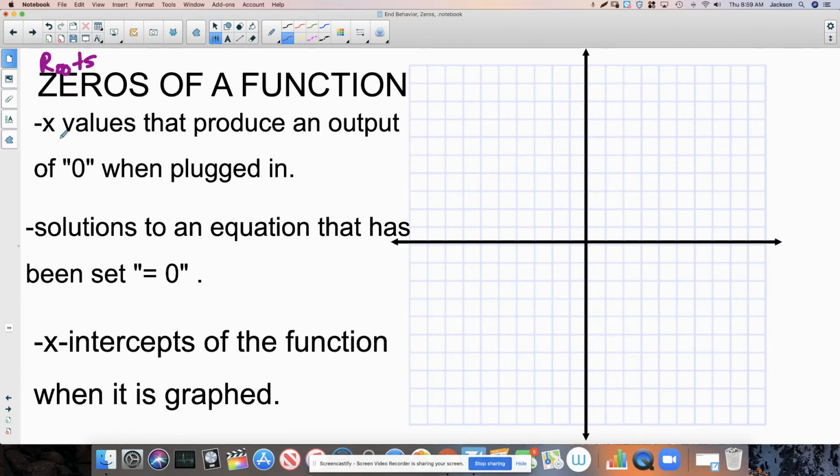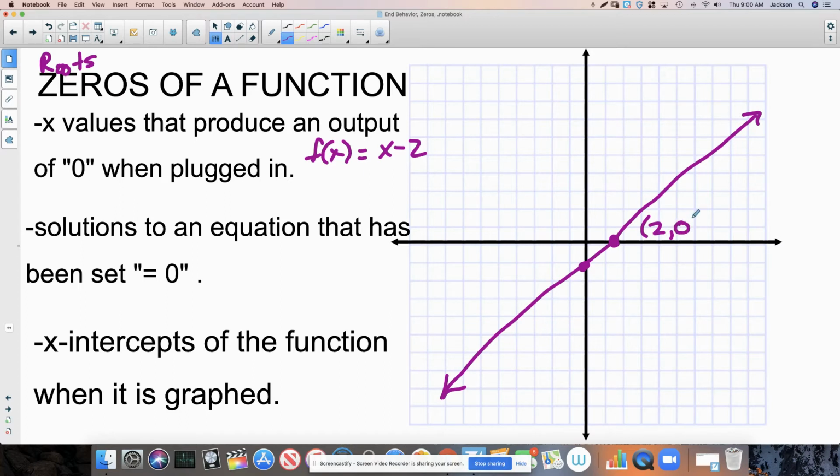One is that zeros are the x values that produce an output of zero when they're plugged in. So think of it this way. When you have a function, any function at all, let's take something really simple here and say x minus 2. That graph would look like this with a y-intercept of -2. Its x-intercept is right here. The coordinates of that point are (2, 0).